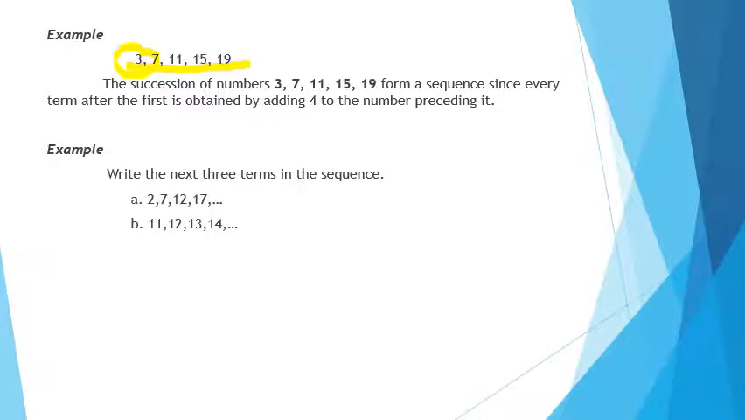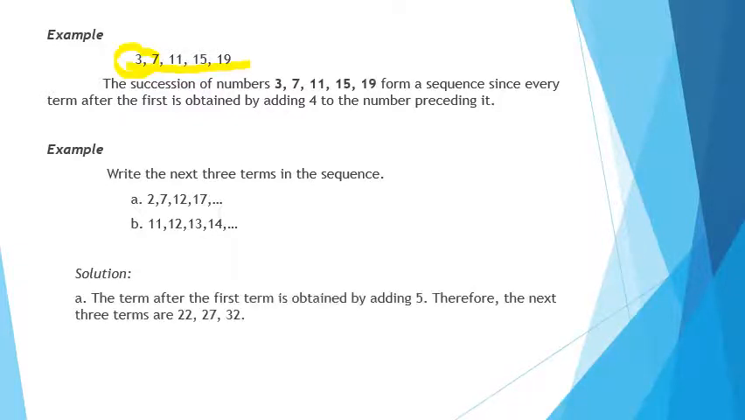Another example. Write the next 3 terms in the sequence. Meron tayong 2, 7, 12, 17. For the next given, 11, 12, 13, 14. Unahin natin ang letter A. Paano ba? Or ano yung napansin nyo sa bawat term? Magdadagdag daw tayo ng 5. So, the term after the first term is obtained by adding 5.